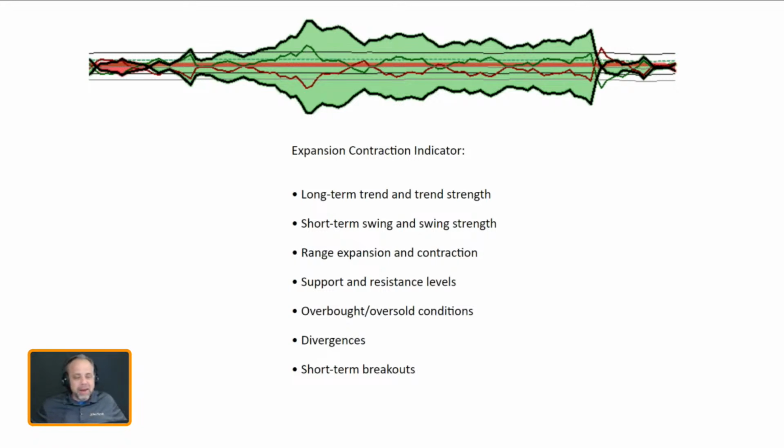Divergences and short-term breakouts. So very, very cool indicator included for free as part of 19. And we built a lot of really cool scanning and stuff like that around it.